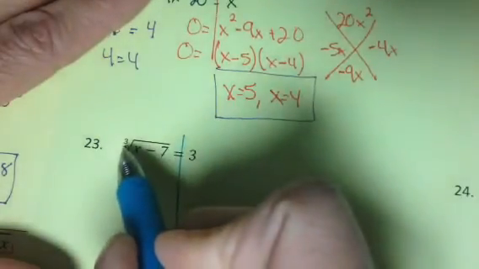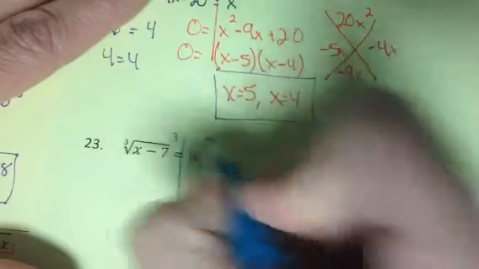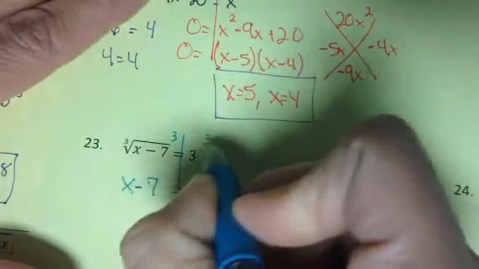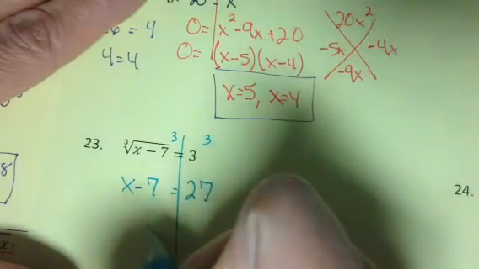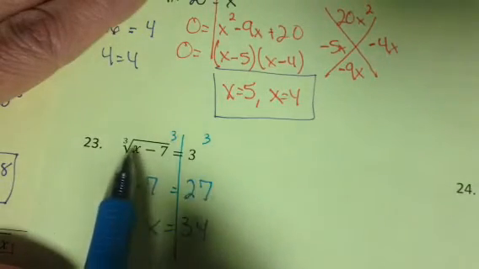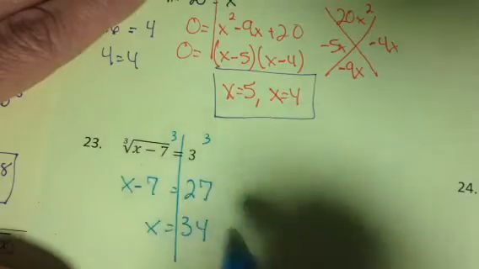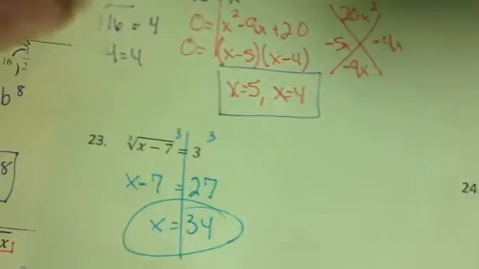So to get rid of a cube root, the radical has already been isolated. I'm going to cube both sides. So I'm going to get x minus 7, cube the side, not times 3. That's 27. Add 7, and I'm going to get 34. So does 34 work? 34 take away 7 is 27. The cube root of 27 is 3. This works. Again, the only problems that you have to really check for extraneous solutions are the checkmark problems, the radicals.